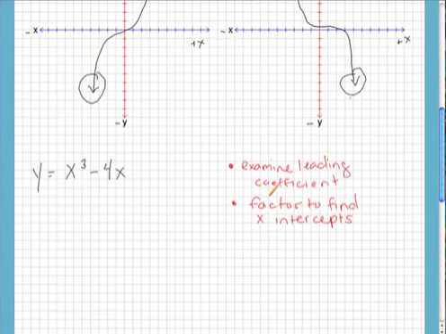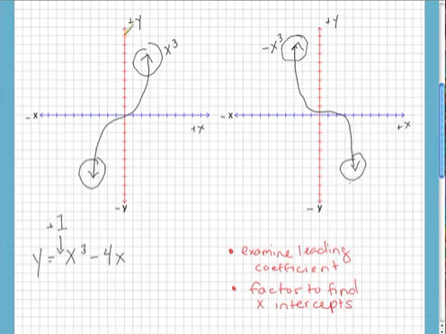So we have two steps that are going to enable us to figure out what the graph of this function right here looks like. The first thing we're going to do is examine the leading coefficient. The leading coefficient is a fancy name for the number, including the sign of the number, in front of the x that has your largest exponent. In this case, it would be the x cubed. So the number in front of the x cubed, because it doesn't really show up, we can tell is a positive 1.